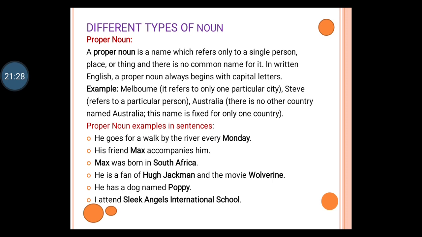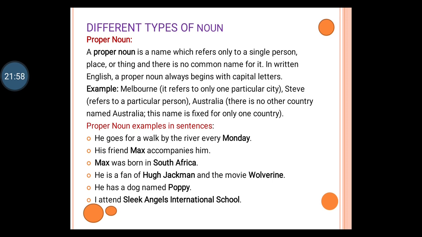All these movies, when you are writing them, say you're writing a letter to a friend and you want to talk about your favorite movie, you must write your favorite movie with the first letters of the words in capital letters. Okay. He has a dog named Poppy. If you have a pet at home, what's the name of your pet? When you're writing his name or her name, it should start with a capital letter.